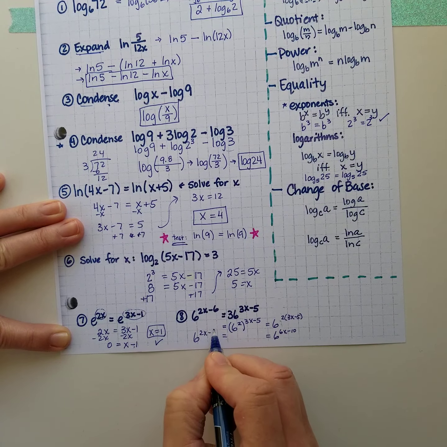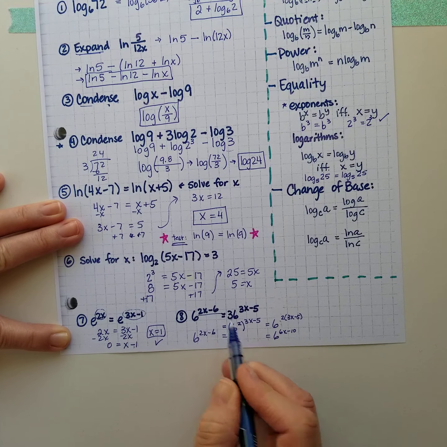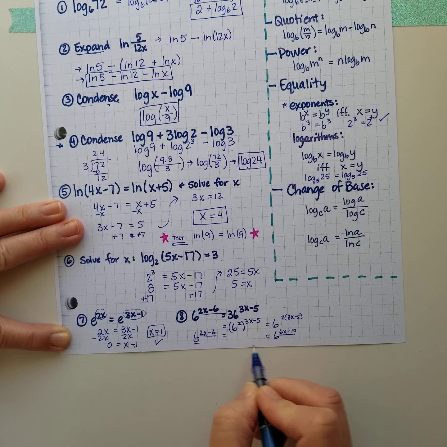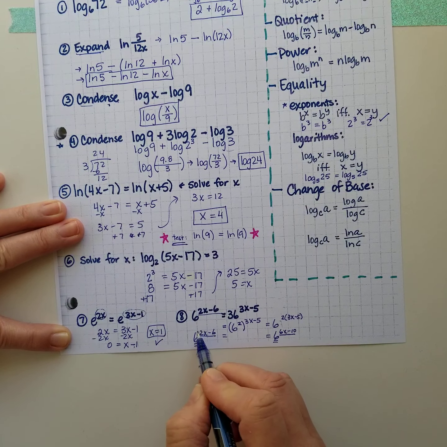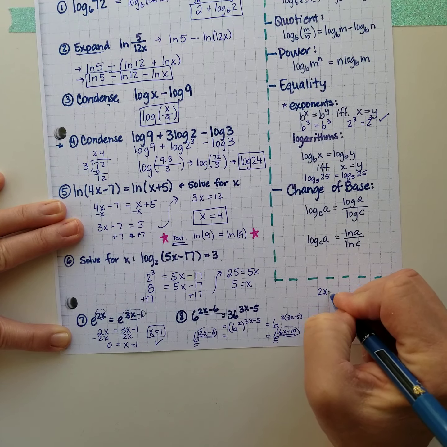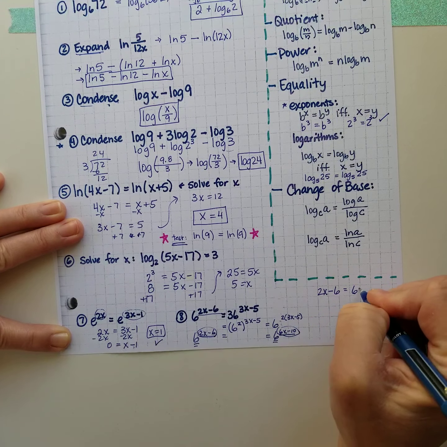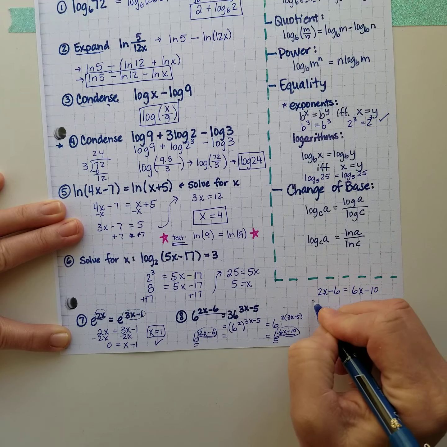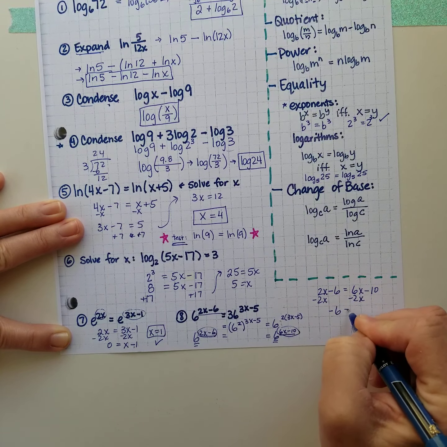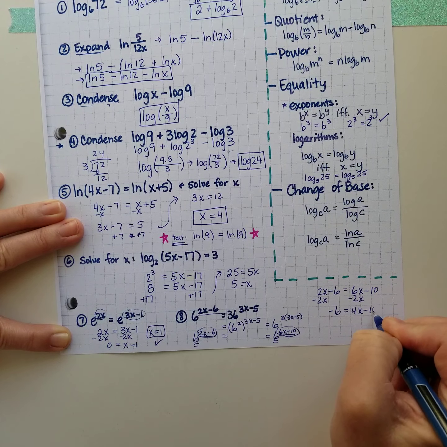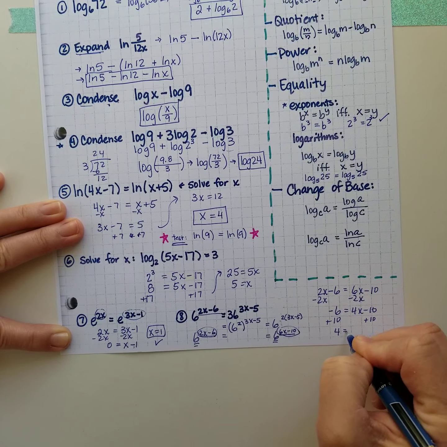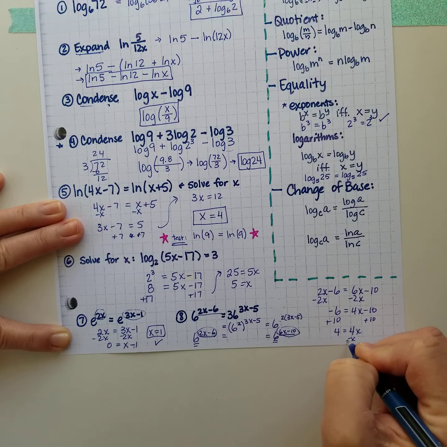On this side though, we have 6 to the 2x minus 6, right? So we have 6 to the 2x minus 6 equals 6 to the 6x minus 10. Now we have the same base here, so we can set these exponents equal to each other. We're going to have 2x minus 6 equals 6x minus 10. Subtract 2x from both sides, and we get negative 6 equals 4x minus 10. Add 10 to both sides, and we get 4 equals 4x, or x equals 1.